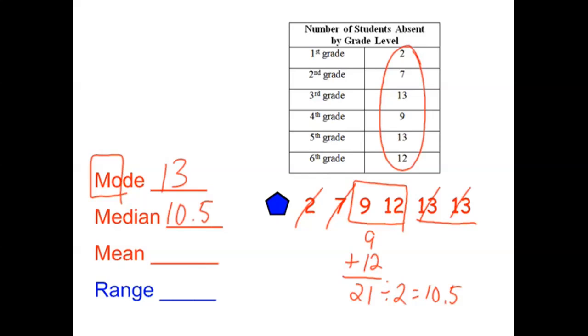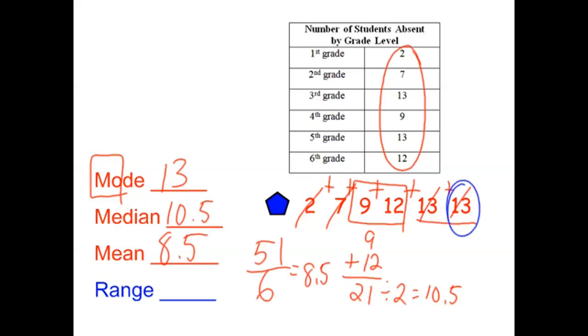The average, well, if we were to add up all 6 of these numbers, we would end up with 51, and there are 6 numbers, and 51 divided by 6 is actually 8.5. So our mean, or our average, is 8.5. And then the range, real easy to do. We're going to take the high piece of data, 13, minus the lowest piece of data, 2. It would be 11. All right, let's take a look at one final example.